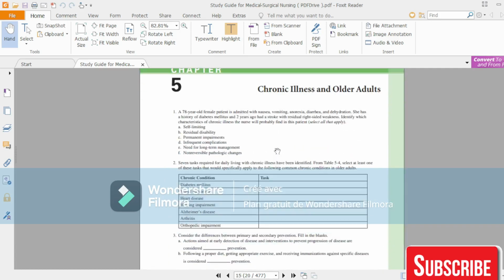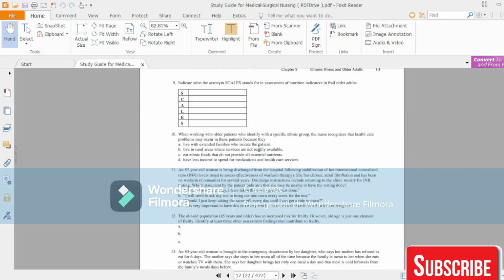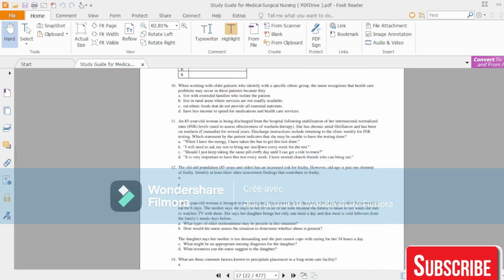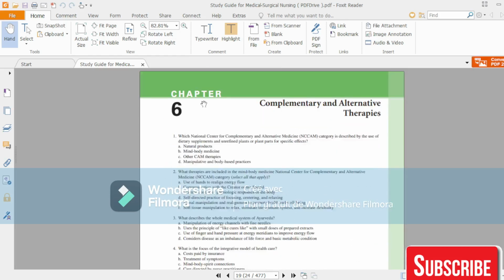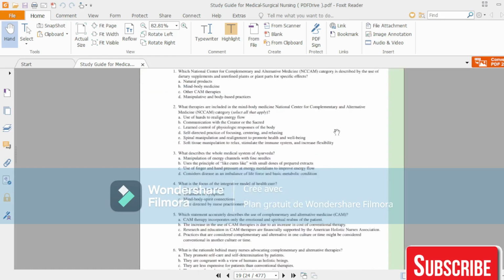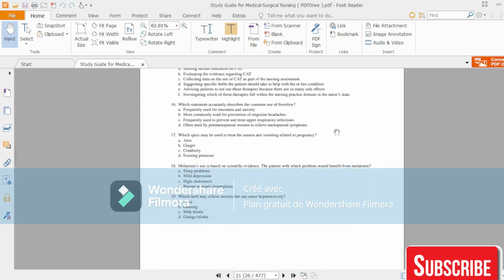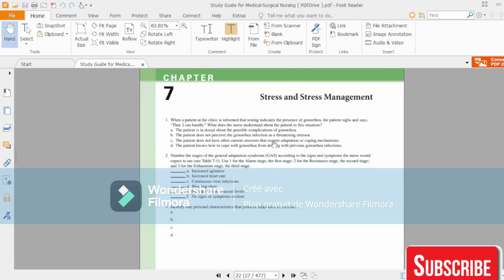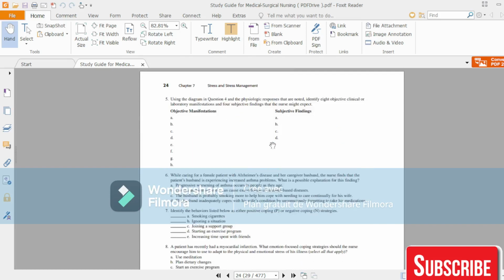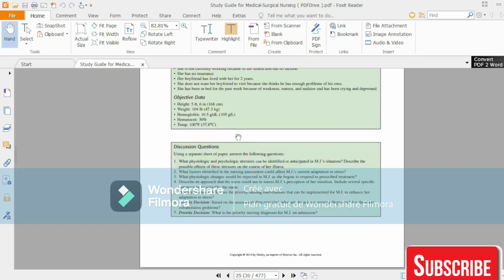The fifth one, which is chronic illness and older adults, as you can see here. Also we have 21 questions. The sixth one, which is complementary and alternative therapies, as you can see here. The seventh one, which is stress and stress management, with different types of questions here, as you can see.